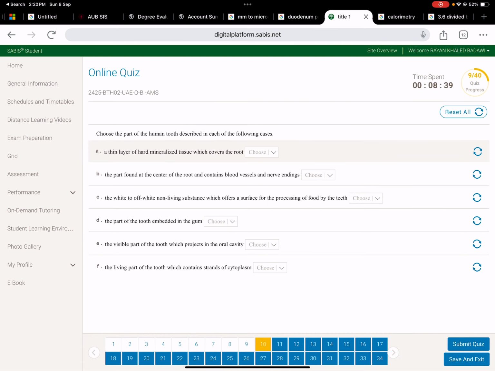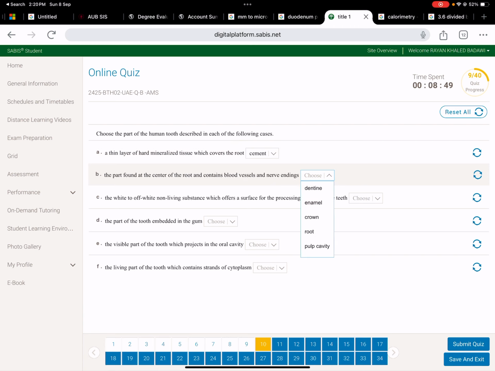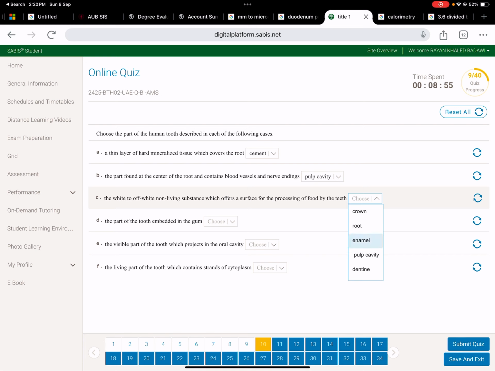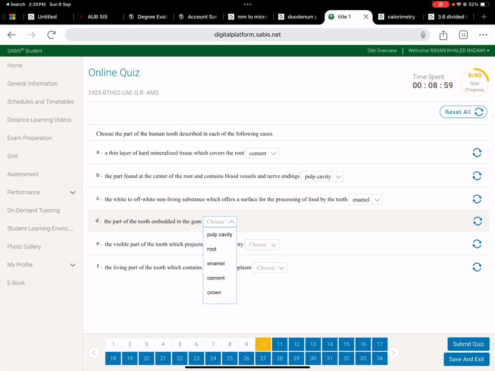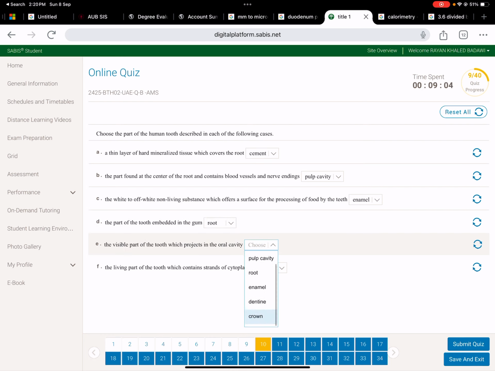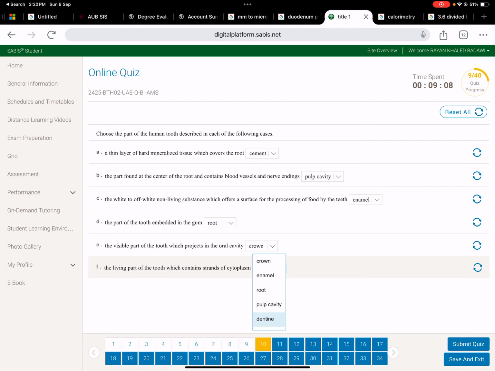A thin layer of hard mineralized tissue which covers the root is going to be the cement. If they said the root, it's the cement, okay? The part found at the center of the root and contains blood vessels and nerve endings is going to be the pulp cavity. The white non-living substance, whenever you see non-living, you're directly going to know that it's the enamel. The part of the tooth embedded in the gum is going to be the root. The visible part is going to be the crown. And then finally, the living part of the tooth is the dentine.